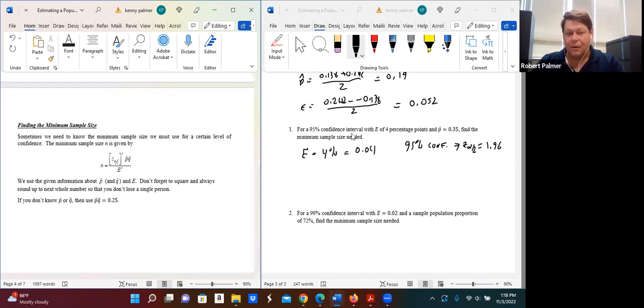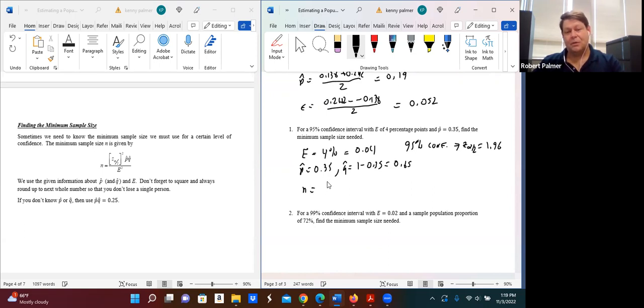If you also notice here, this time we're actually told that P is 0.35. So maybe we got that from some previous work. Okay. So P hat is 0.35. Then Q hat is 1 minus 0.35, which is going to be 0.65. Okay. So let's plug all this in.